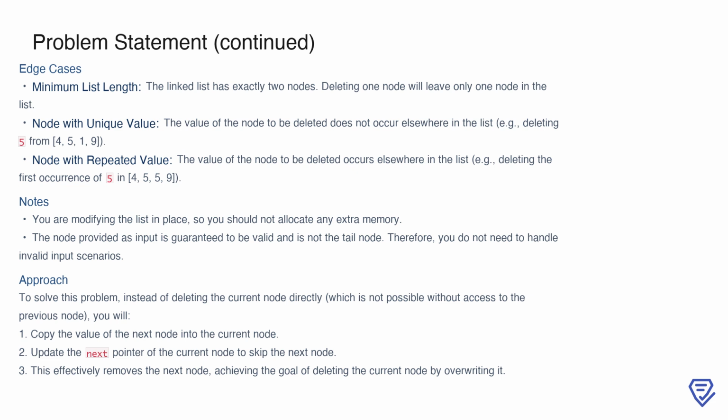It's also important to note that you're required to modify the list in place without using extra memory. To achieve this, you'll copy the value of the next node into the current node and then update the next pointer to skip over the next node. This effectively removes the next node, accomplishing the task of deleting the current node.